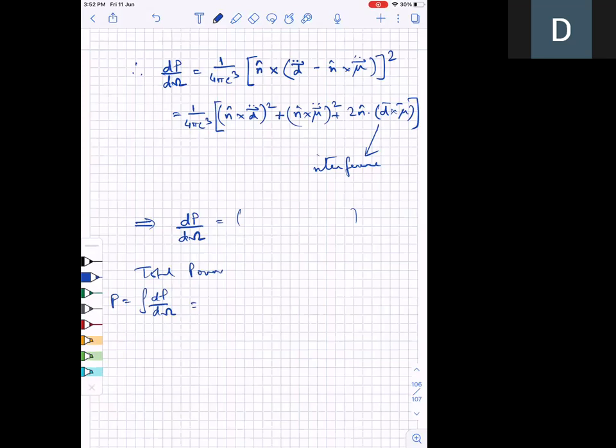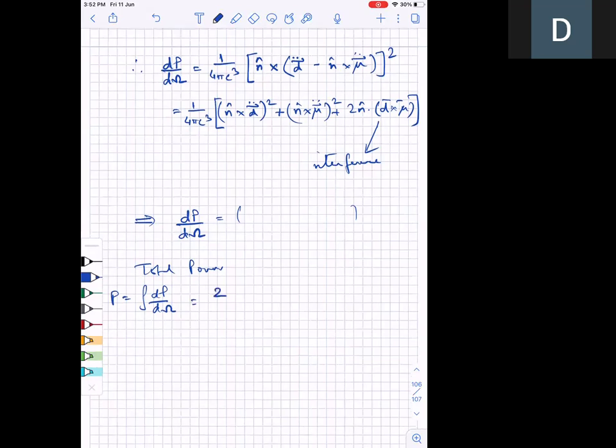This will first give you your dipole pattern, but then you integrate over the dipole pattern. So you'll get exactly 2 by 3c cubed, but instead of d double dot squared, which is what we got last time, we'll also have a mu double dot squared. So this is now my new Larmor formula.